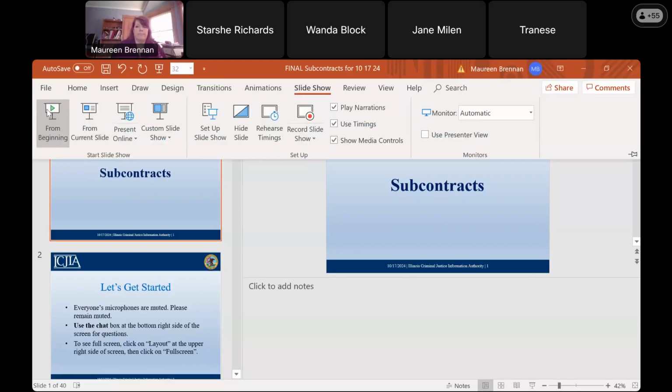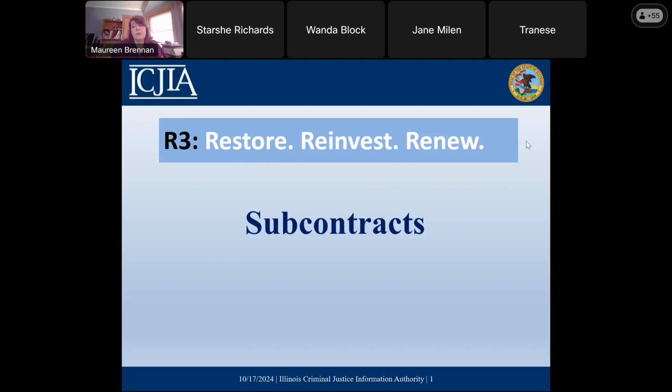Okay, there we go. So a couple of things to talk about before we get started. First of all, you can see that today's training is subcontracts. The original schedule for today's date was the periodic performance report, basically the data report, the tool that you're going to use to report your performance throughout the life of the grant. That PPR tool is not quite cooked yet, and so we've rescheduled the PPR to the last Thursday session, which is November 7th.